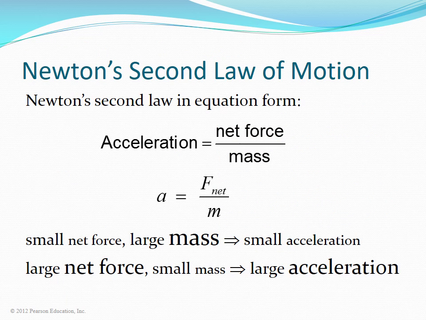Newton wrote this in his force law: the acceleration is equal to the net force divided by the mass. Remember, the net force is the vector sum of all the forces experienced by an object. Symbolically, this is written as a = F_net / m, the acceleration equals the net force divided by the mass, m.